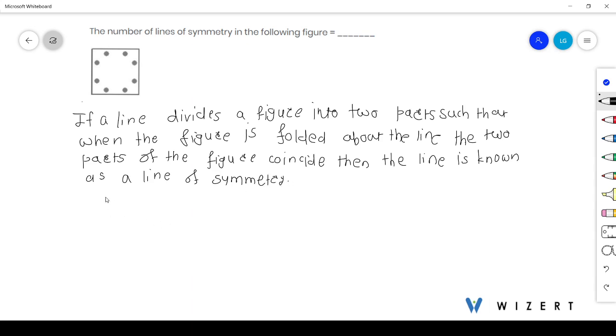Therefore, here for the given figure, we have given the figure like this. So for the given figure, there will be lines of symmetry like this.